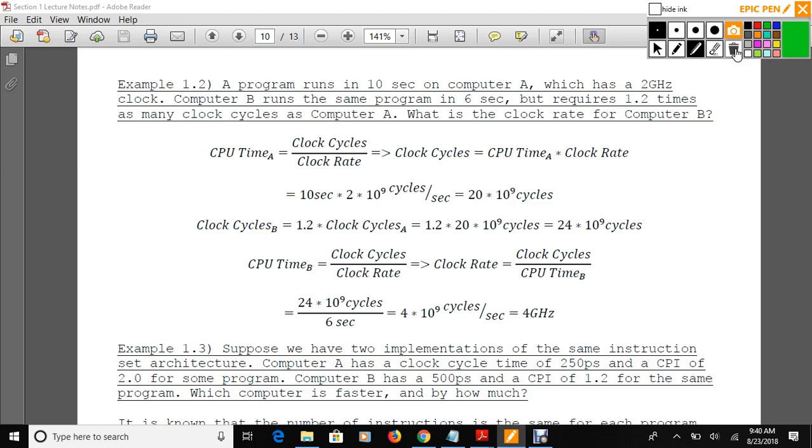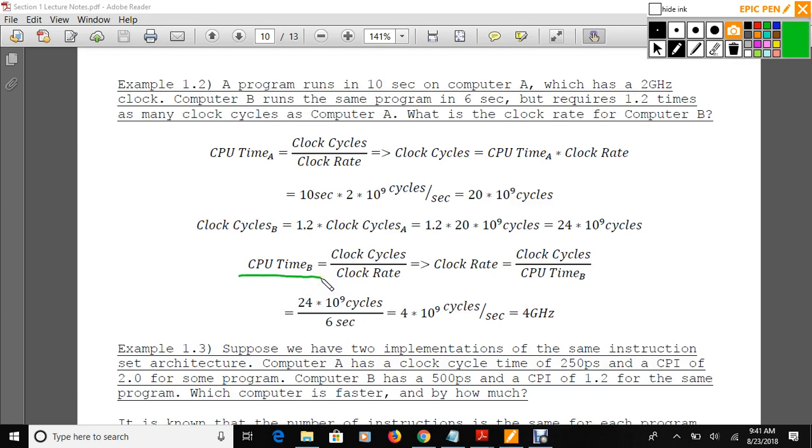No. Okay, so that's a good question. Let's revisit it. It requires the same number of cycles, but we're just running it at 4 gigahertz, right? So what happens is we require 20 clock cycles. Let's rearrange it. What we're trying to do is find CPU time, right?